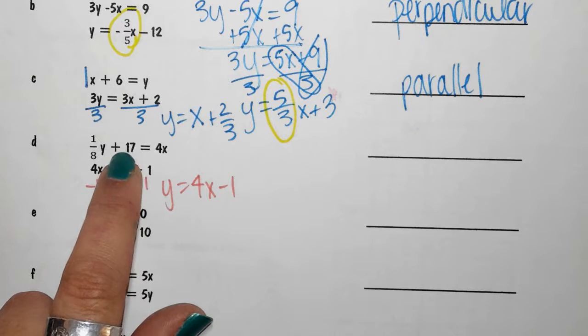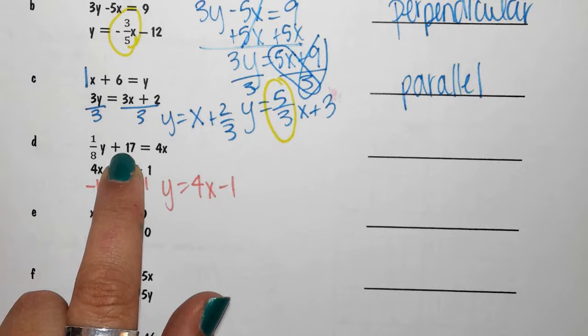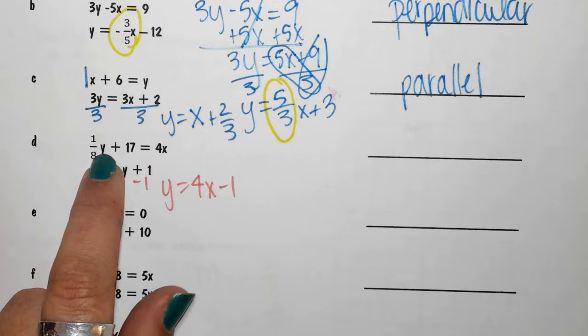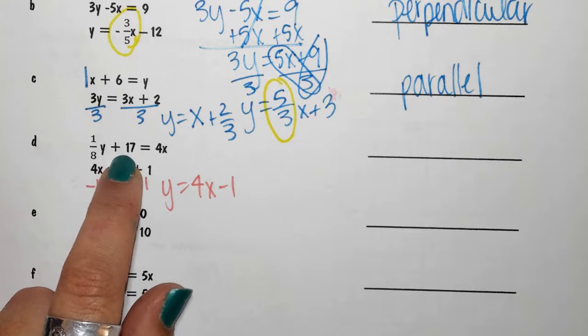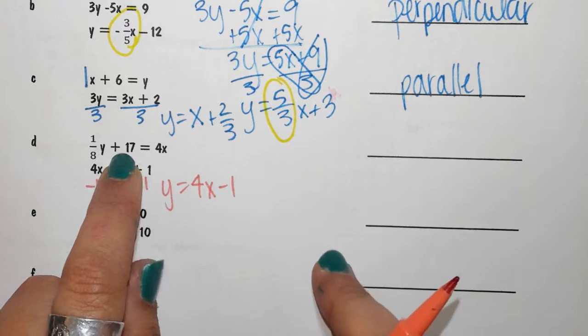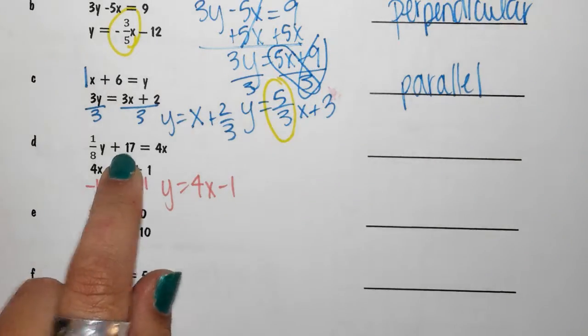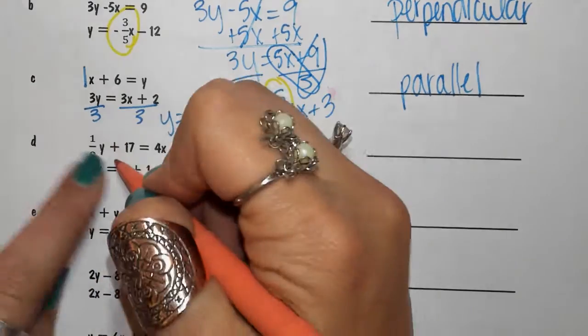Divide by 4. We're trying to get y by itself. So we first subtract 17. Minus 17. Stop interrupting me. First, it's minus 17.